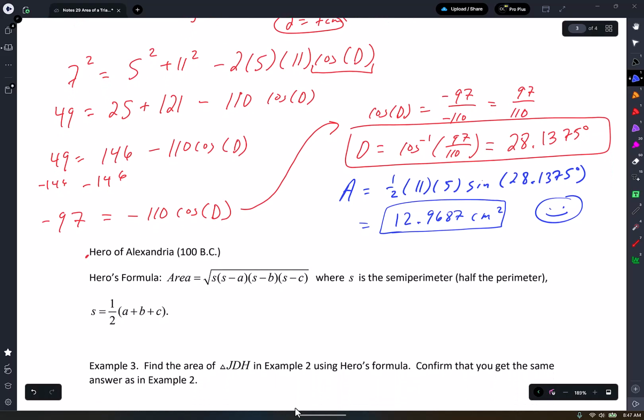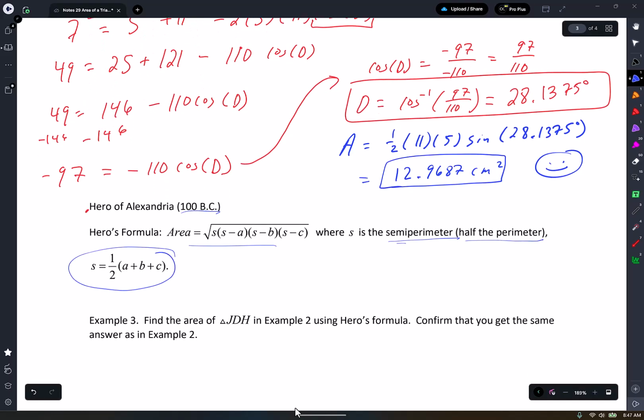He created this formula to figure out the area of any triangle, and he did this without the technology that we have right now. Let's see how good his formula is. Hero's formula is this, where S is the semi-perimeter. That's just a fancy word for half the perimeter. So here's how you get the S.